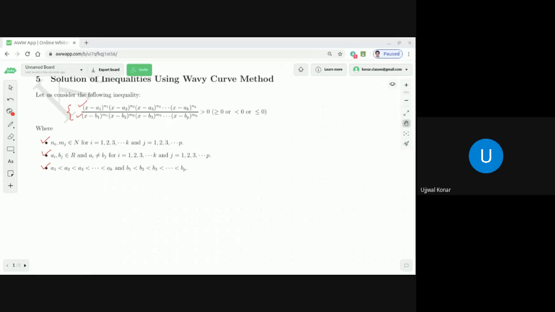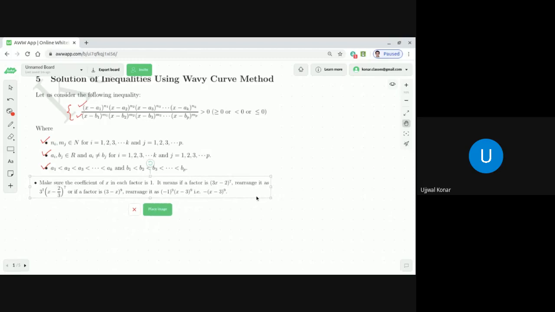That's the first point. Make sure the coefficient of x in each factor is 1. That means what? That means if you get something like this, in a specific example, just have a look into it. If you get something like 3x minus 2 power 7, you need to rearrange.